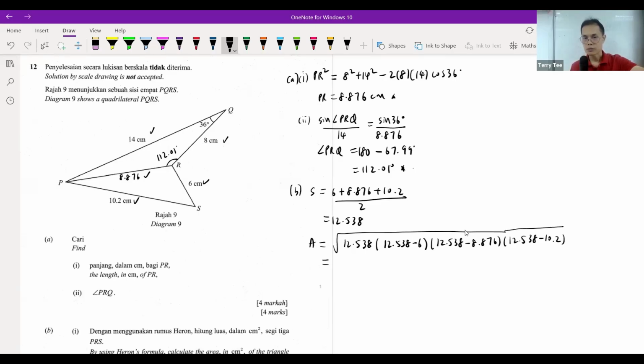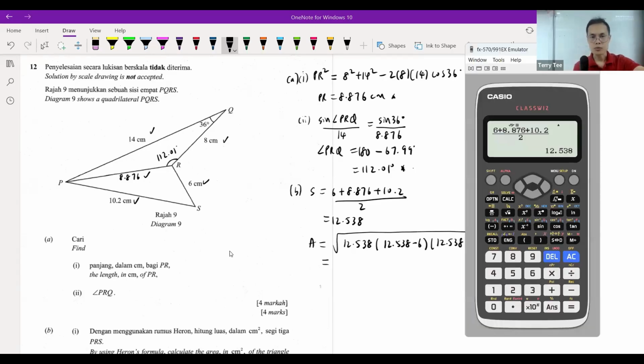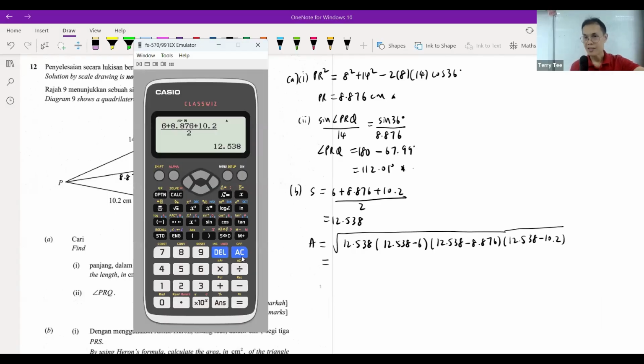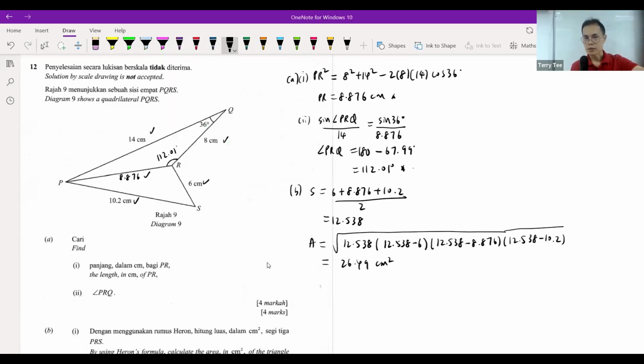Use your calculator and count. For me, I like to use this 12.538, save it. When you press equals, it's actually stored as your answer. So we just type square root, open bracket, answer, close bracket, open bracket, answer minus 6, close bracket, open bracket, answer minus 8.876, close bracket, another answer minus 10.2. Okay, there you go. My answer is 26.49, right? 26.49.